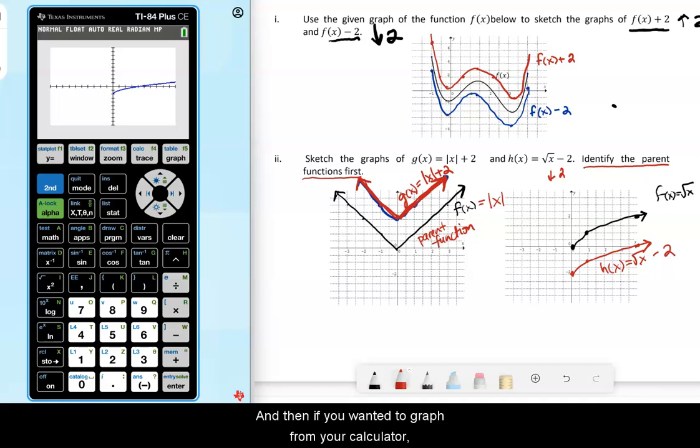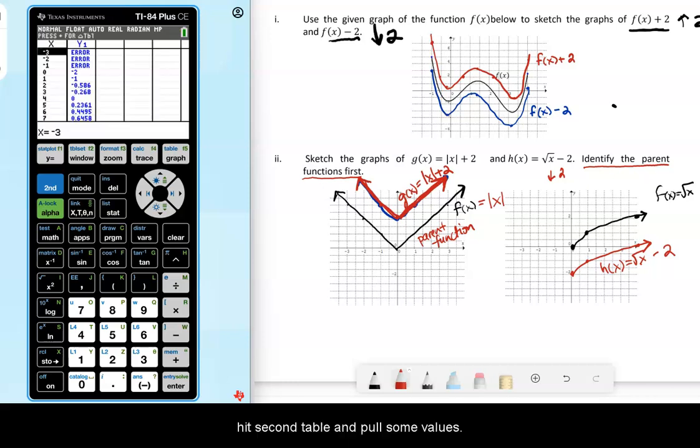And then if you wanted to graph from your calculator, hit second table and pull some values. Notice we have errors where there are negatives, and that's because you cannot have a negative square root. We have integer values at these places, and that's what I would plot. I would plot when x equals 0, y is negative 2. When x equals 1, y is negative 1. When x equals 4, y is 0. And I would not plot these decimals, since I can avoid doing that with these integers.